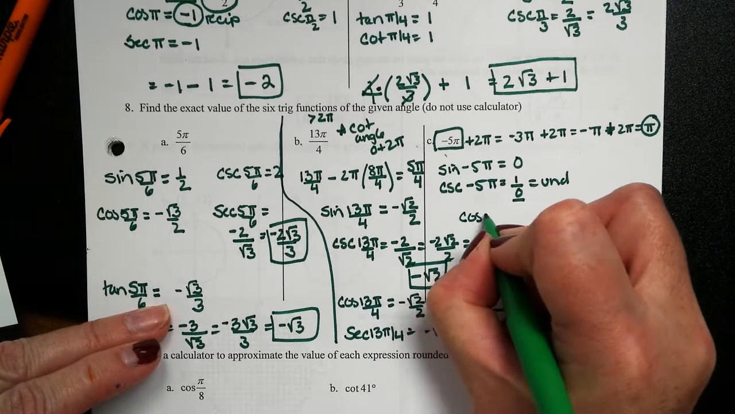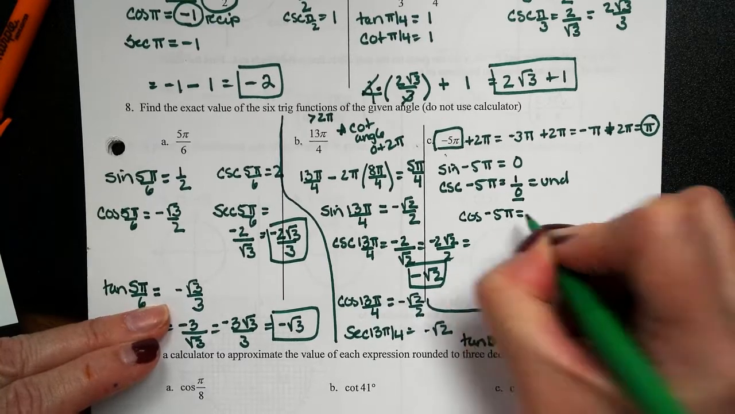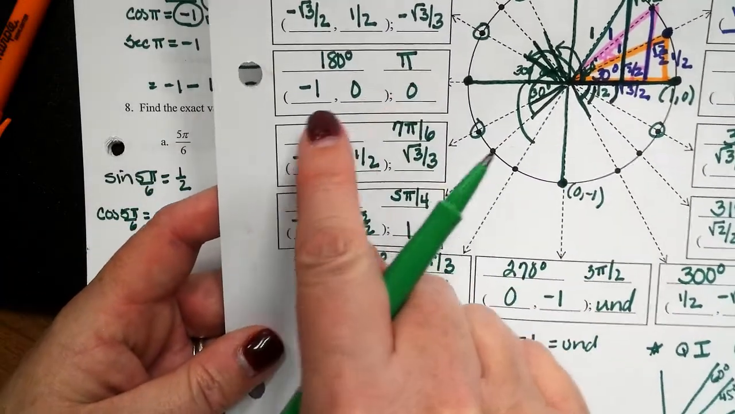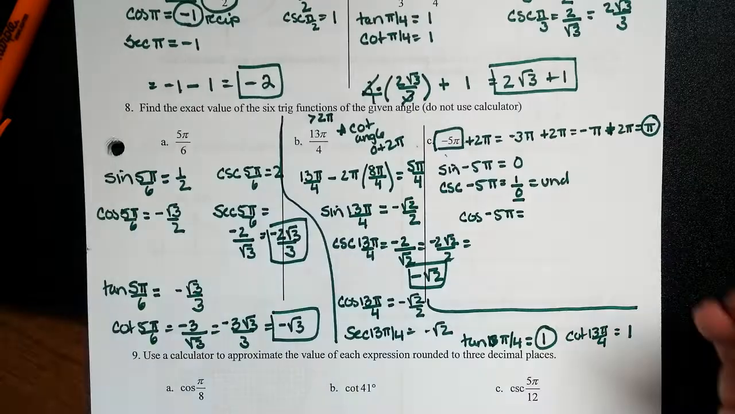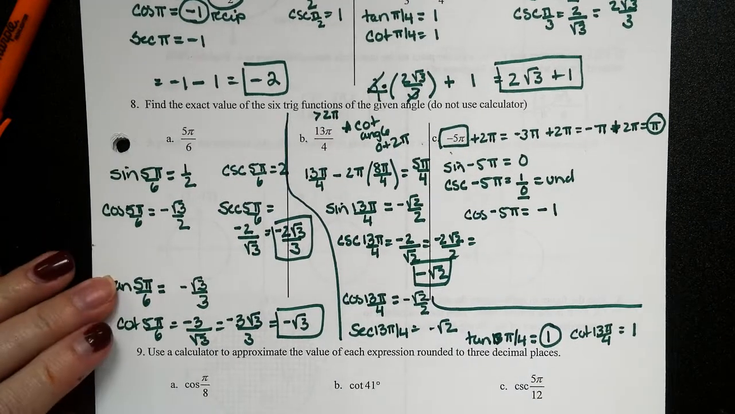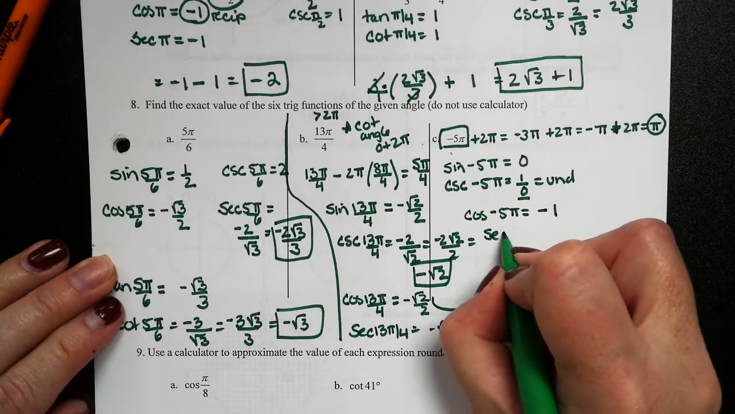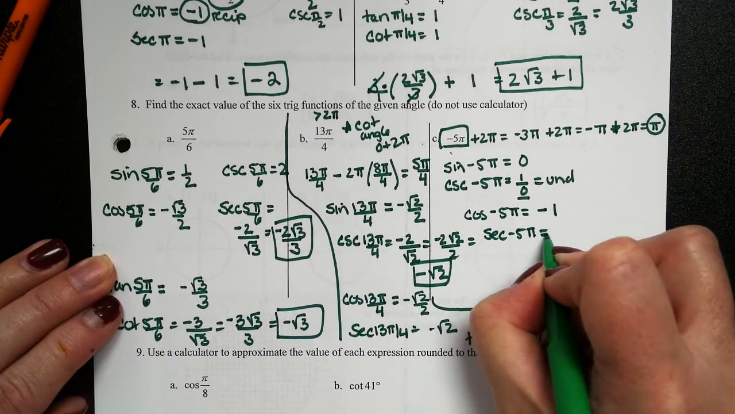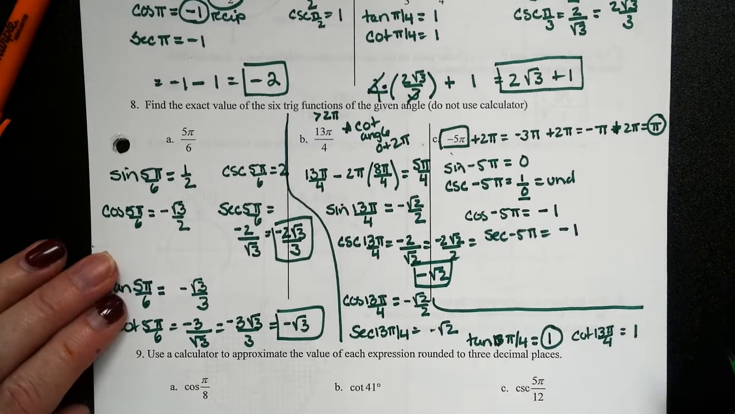Cosine of negative 5 pi. Go to pi, that's the coterminal angle. The x-coordinate at pi is negative 1. So the cosine of negative 5 pi is negative 1. Secant. Well, the reciprocal of negative 1 is just negative 1.